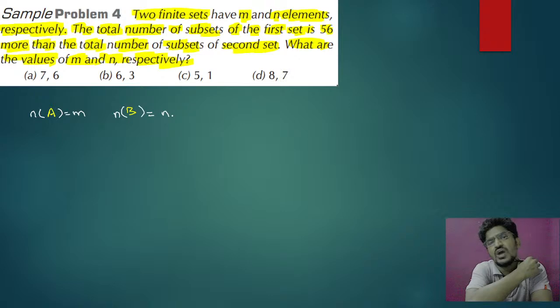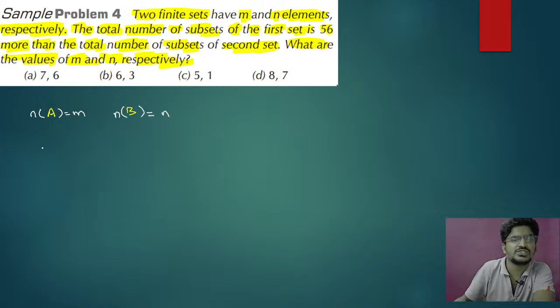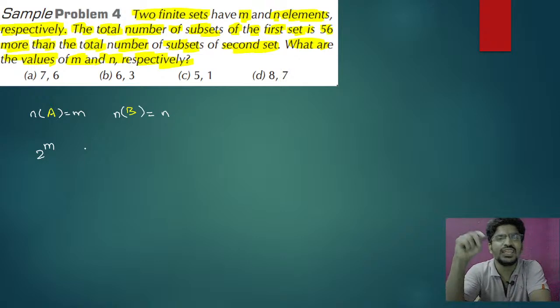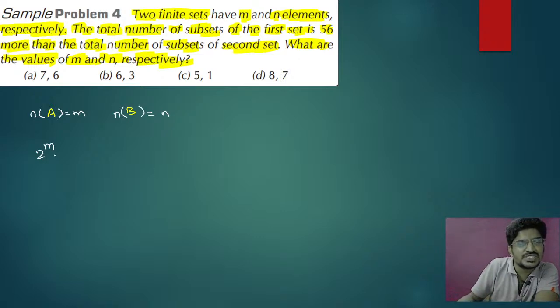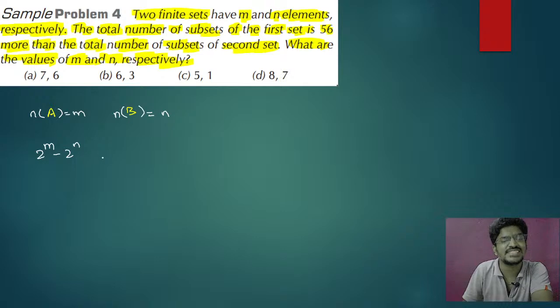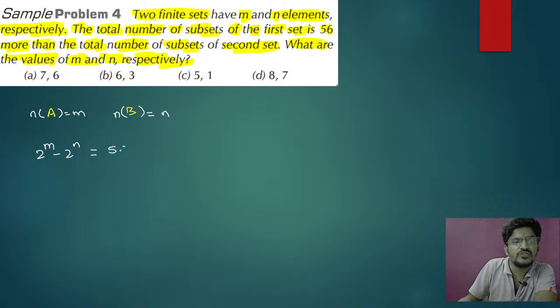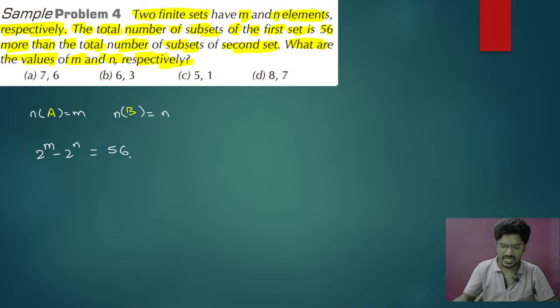Okay. So now what is the condition? The total number of the subsets of the first set. That means the total number of the subsets in the set A is given by 2 to the power of m. The total number of the subsets of the first set is 56 more. That means if I subtract the total number of the subsets in the set B from the total number of the subsets in the set A, it will give me 56. Please understand this.